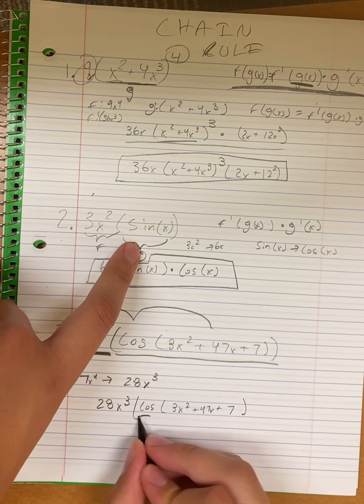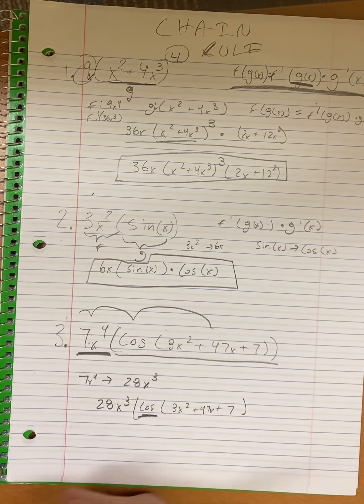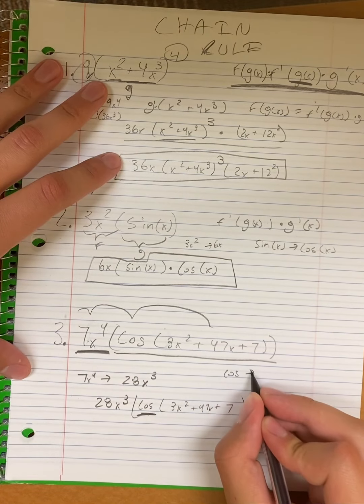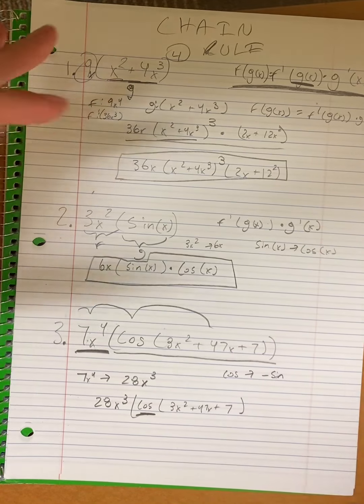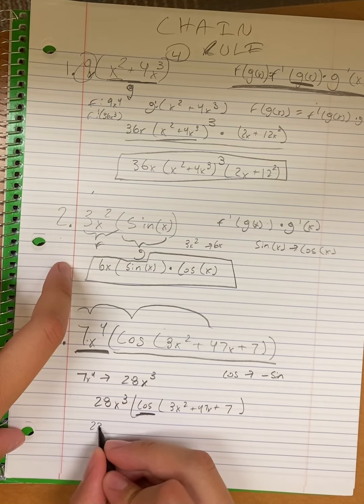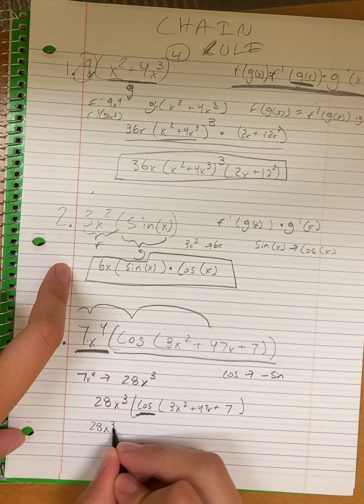Now we have to take the derivative of this cosine because it's the next thing over. And the derivative of cosine is negative sine. Write that down. Derivative of cosine is negative sine. So it's going to be 28x cubed times the cosine of 3x squared plus 47x plus 7 times the negative sine of 3x squared plus 47x plus 7.